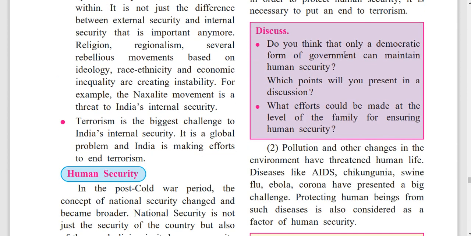Discuss. Do you think that only a democratic form of government can maintain human security? Which points will you present in a discussion? What efforts could be made at the level of the family for ensuring human security?